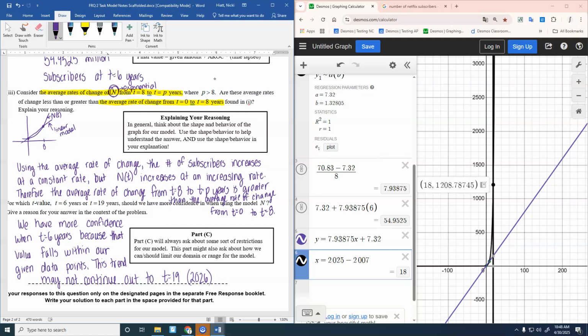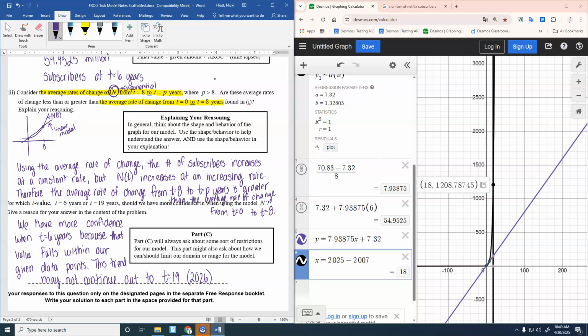So if you're restricting domain, you would need to say, like, maybe I want to go 0 to 8. You'd have a good argument for that, right? Because you know the points there. You could say 0 to 10, 0 to 12. As long as you explain it, it would make sense. I wouldn't go past the year 2020, because after that, subscriptions may not continue to increase. You've got to have some sort of reason like that.